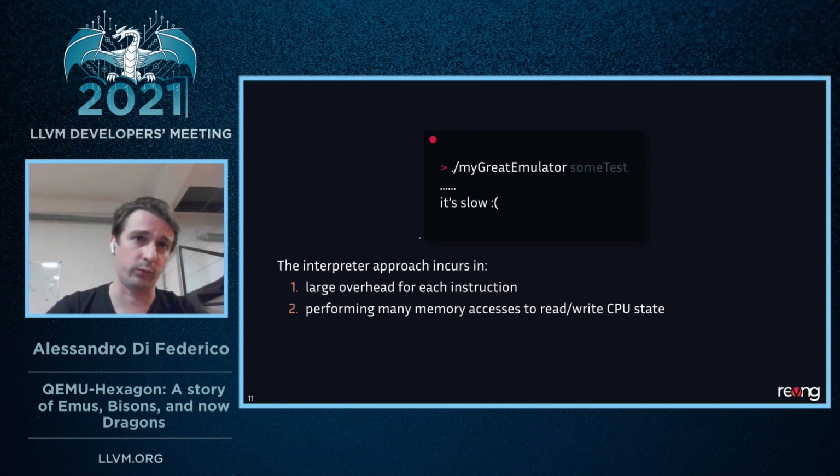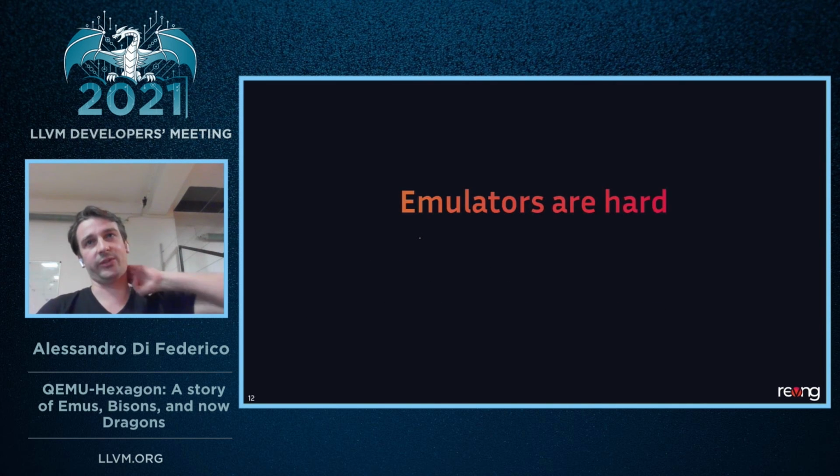First of all, it's due to the large overhead for each instruction. You have to perform a function call, set up arguments, and things like that. But maybe more importantly, every time you need to access the CPU state, you need to perform a memory access. And this can introduce a very significant overhead. So yeah, on second thought, emulators are not that easy to write.